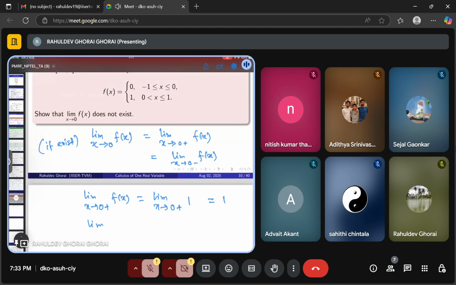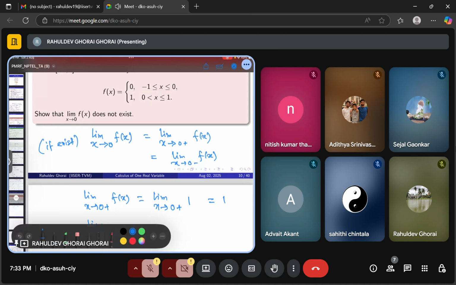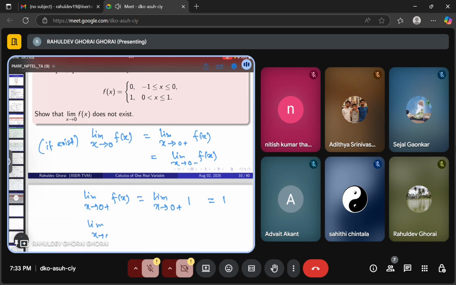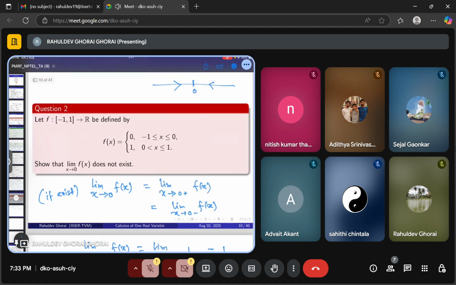Similarly, in this interval the function value is 1, and the limit as x tends to 0 minus of f(x) will similarly be 0. These two limits are not equal, so the limit does not exist. But how do you precisely prove, using the epsilon delta definition, that the limit as x tends to 0 of f(x) does not exist? How to show that? Any idea here?